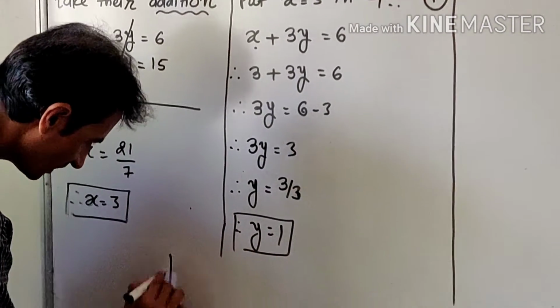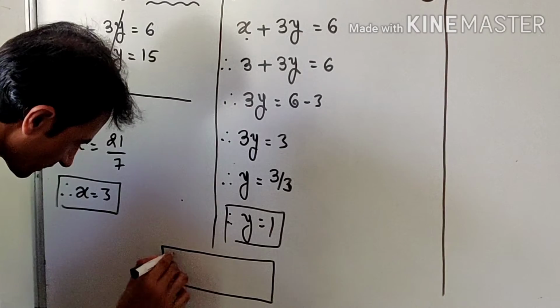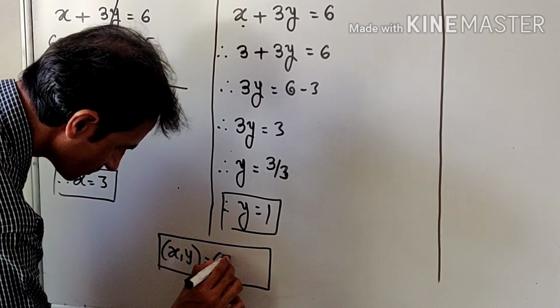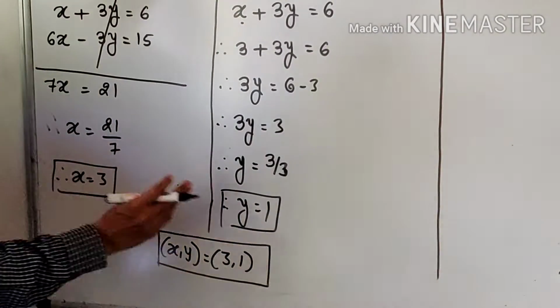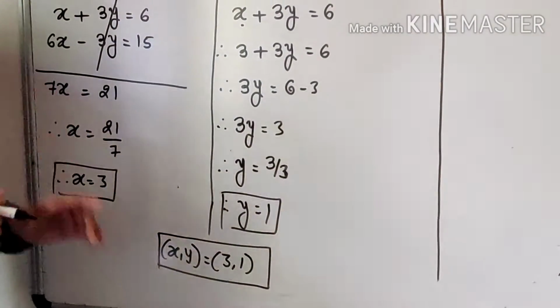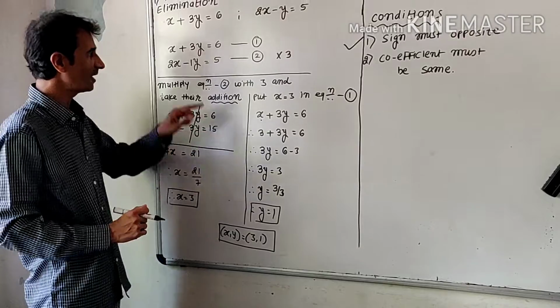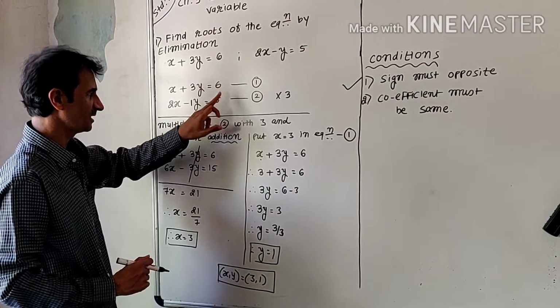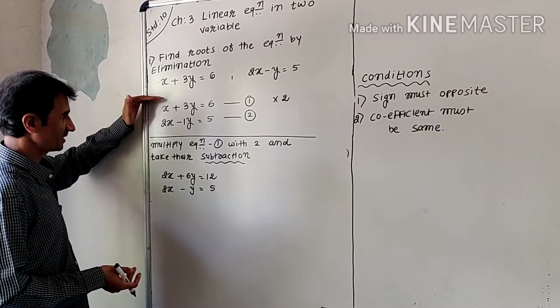So I want to write down here again, into a box, x and y is equal to 3 and 1, and this is my final answer. It means whatever the values of x and y, when we replace them in any equation, we have the satisfied answer, 6 and 5.